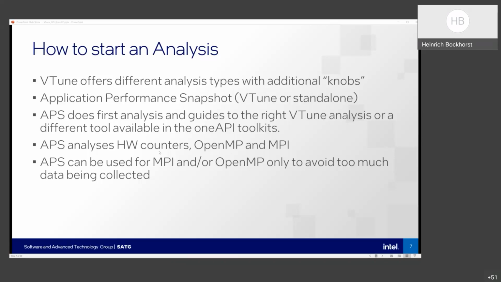APS can of course be used plainly for MPI and OpenMP, and it scales very high. So you can even use it for jobs where iTech is not working properly because the trace files get too large: you can use APS up to 10,000 ranks. My colleague Dimitri will tell you more about this in the second last presentation about MPI.